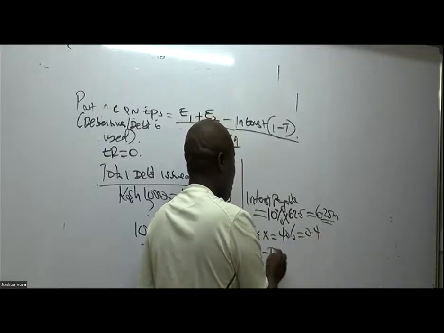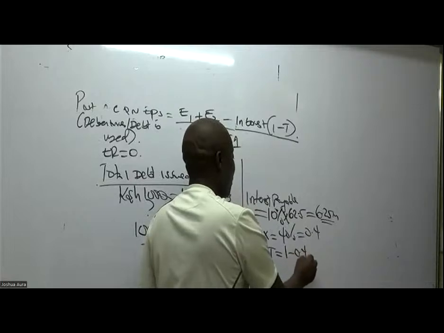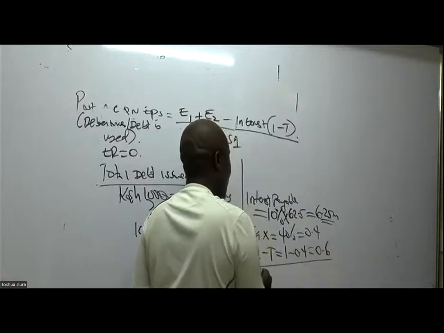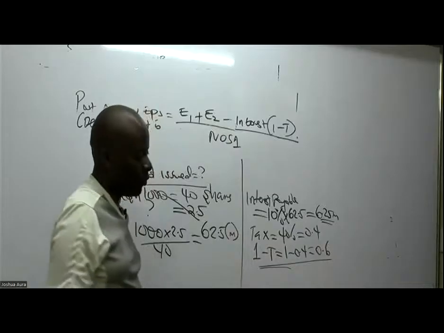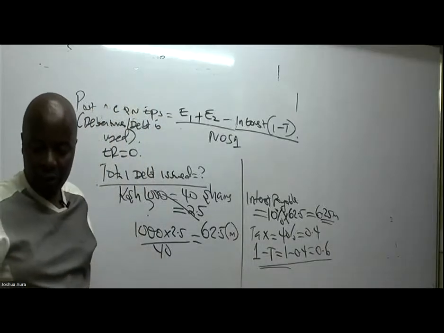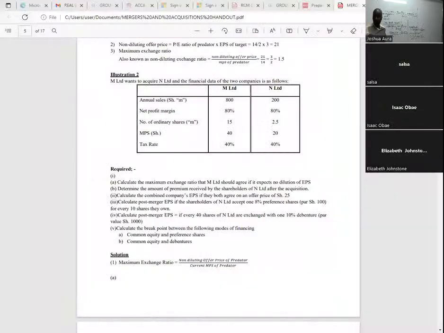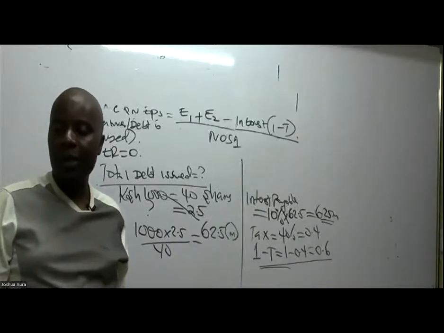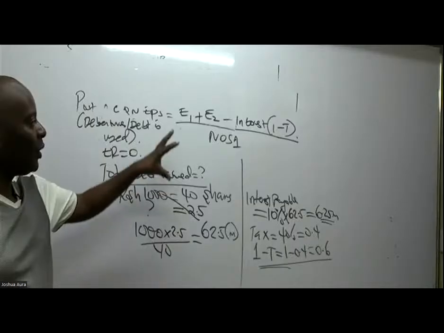So 1 minus tax is 1 minus 0.4, which will give me 0.6. This is where I got my 40% from. Tax has been given, it's 40%. It's not always 30%.